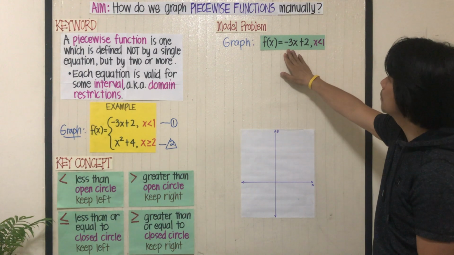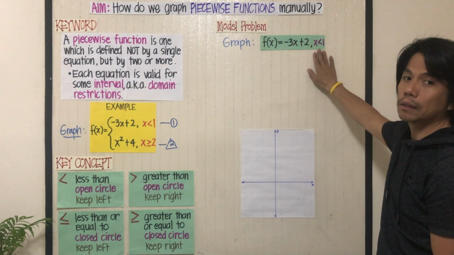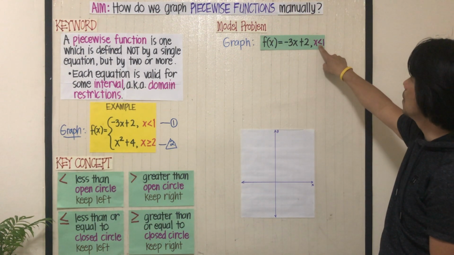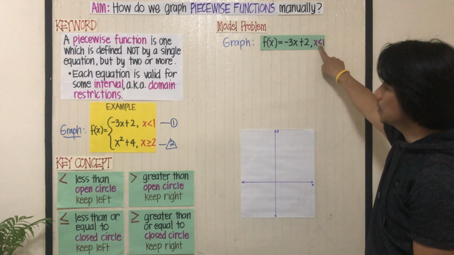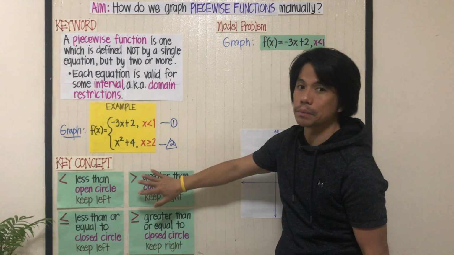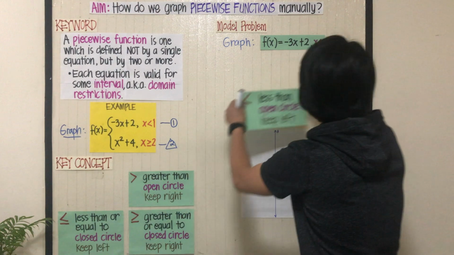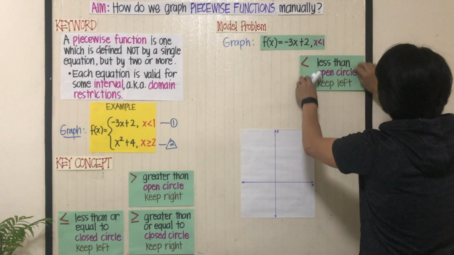Now, we're going to graph the first equation, and it says f of x is equal to negative 3x plus 2 with the interval, or the domain restriction, x is less than 1. Now notice that there is a less than symbol in the restriction, so we're going to take one of these concepts, which is the less than symbol. We're going to put it here because definitely we're going to use that later.